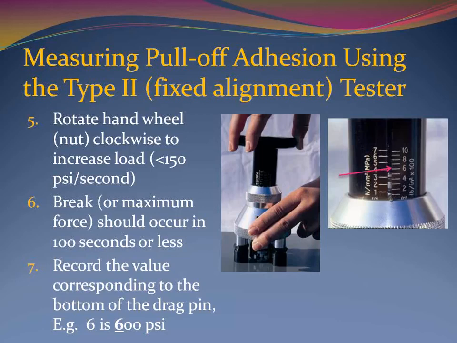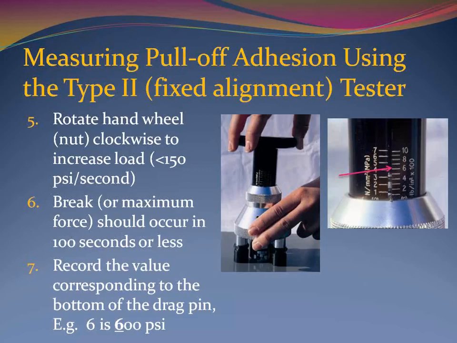Increase the tension smoothly and evenly using a moderate speed. The rate of force should not exceed 150 psi per second. Continue to increase the tension on the head of the fixture until the test is complete, ideally in 100 seconds or less. The black column near the middle of the adhesion tester contains two scales. The right scale is pounds per square inch, and the left scale is megapascals.